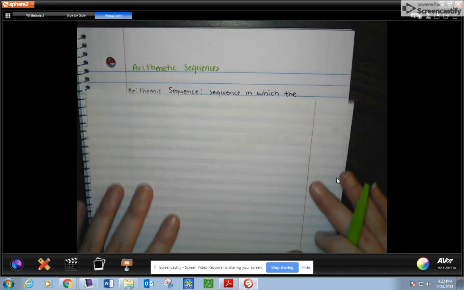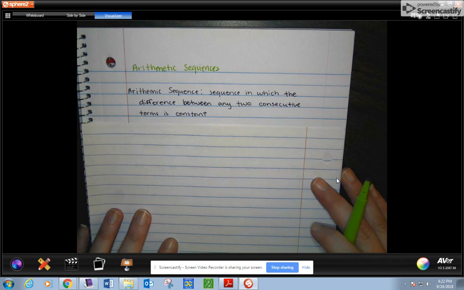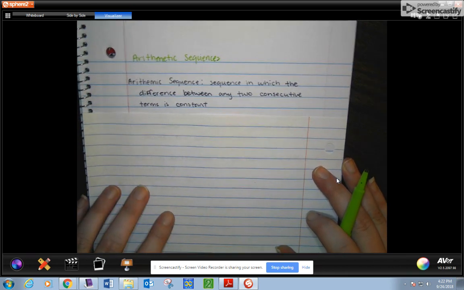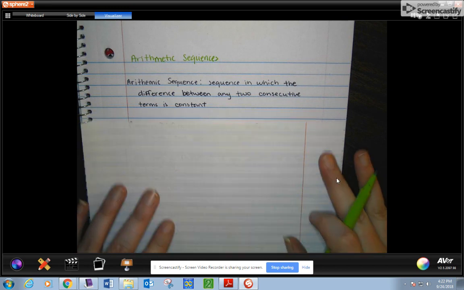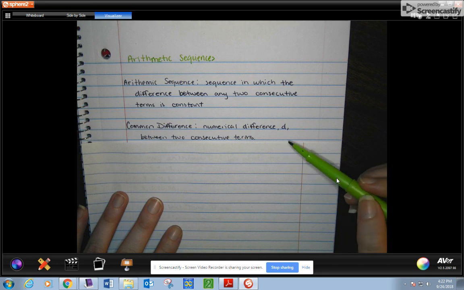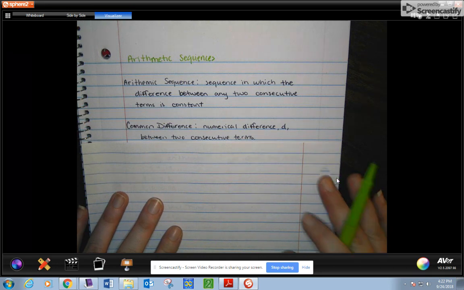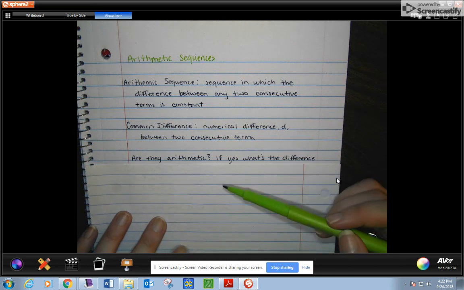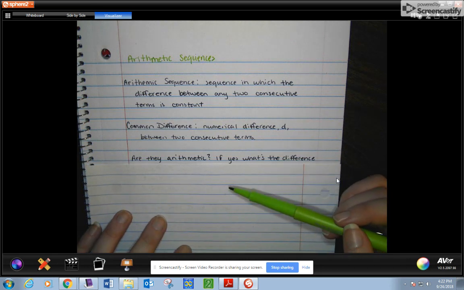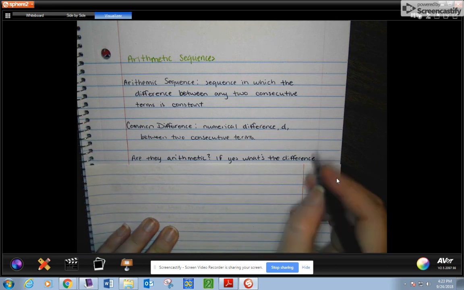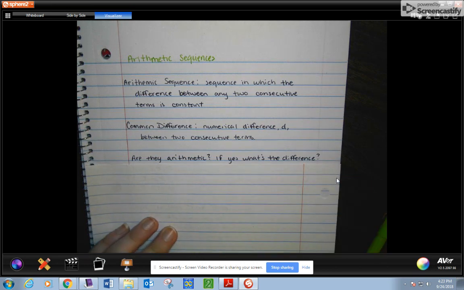I was trying to save on some time. So the first thing is an arithmetic sequence is a sequence in which the difference between any two consecutive terms is constant. There's also something called the common difference, and this is just the numerical difference d between two consecutive terms. So the first thing we're going to do is look at some sequences and see if they are arithmetic. If yes, what is the difference? If yes, what you're doing is trying to see if they are adding or subtracting something.